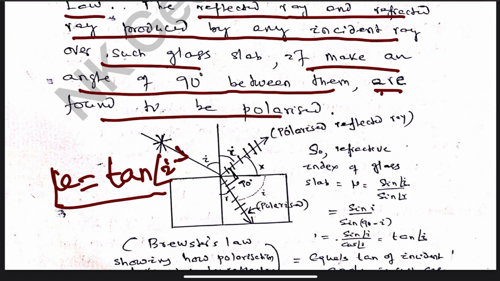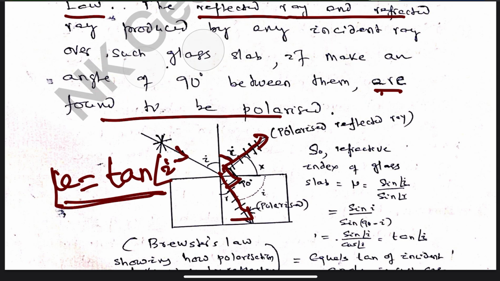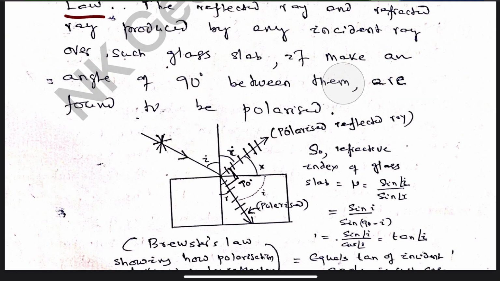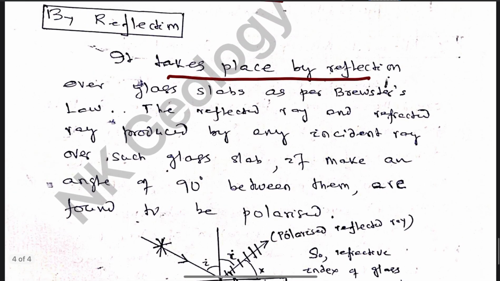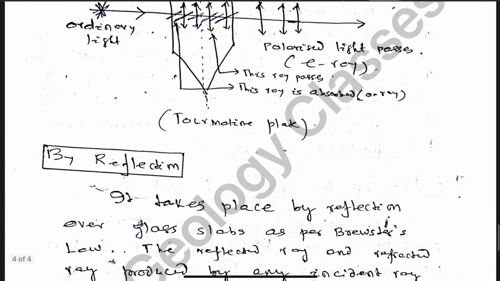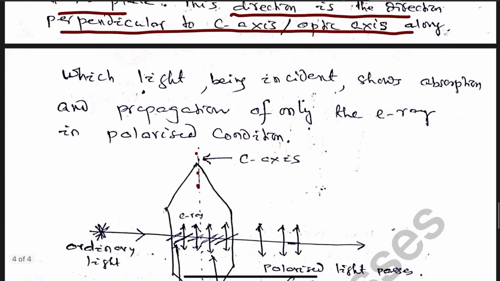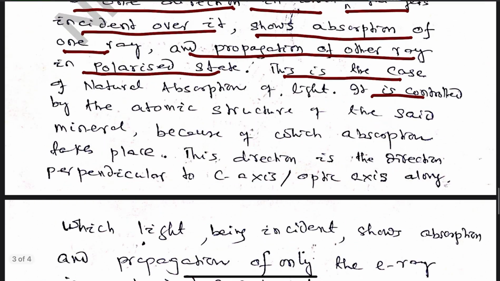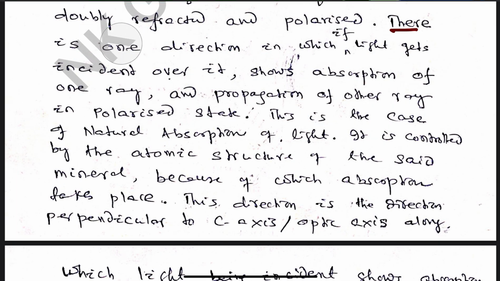So, if the light is incident in this manner, so that this is the reflected ray, this is the refracted ray, the angle between them is 90 degrees. In that case, mu will be tan I. And in this condition only we can get polarized light. So these are the different methods by which we can get polarized light. Polarized light can be obtained by reflection, by refraction, by natural absorption in tourmaline, and by passing the light through any unstable substance in a direction other than the optic axis direction.